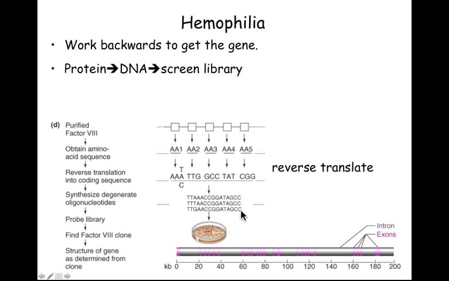And then we can use these as probes to screen genomic libraries or cDNA libraries like we've talked about before, and this will identify the actual pieces of DNA in the genome that encode this particular gene. So in this way, it's possible to work backwards from a protein sequence to actually get the DNA sequence.